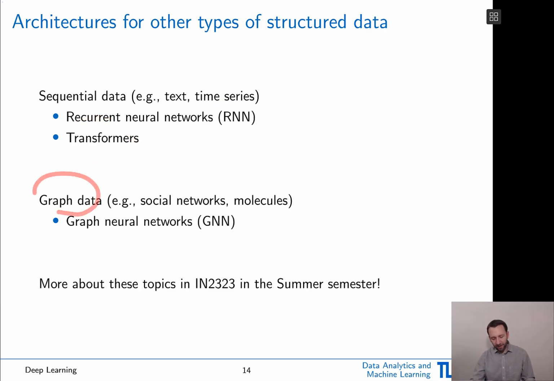We can have graph data like social networks or molecule graphs. We want to use graph neural networks. Since this is just an intro lecture to machine learning, we unfortunately can't discuss this in detail, but if you're interested in this, then I recommend you to watch our other lecture, which is about machine learning for graphs and sequential data, where we talk about this in much more detail.